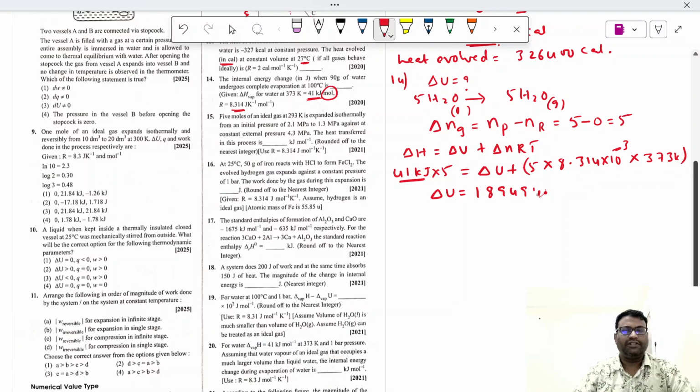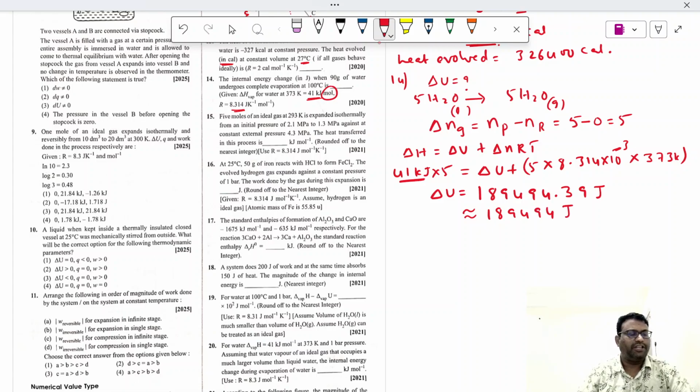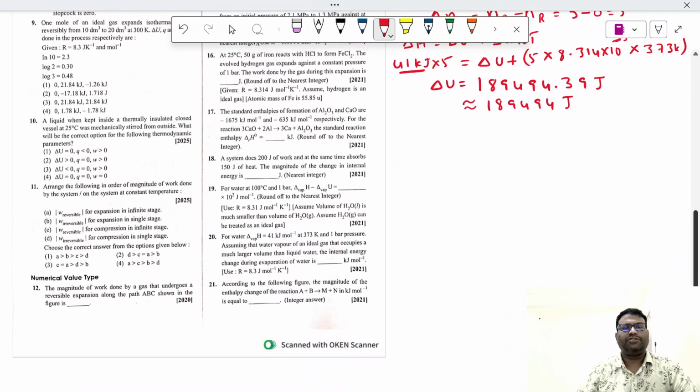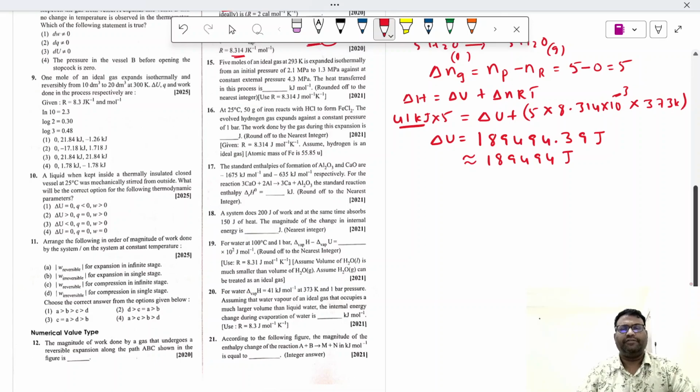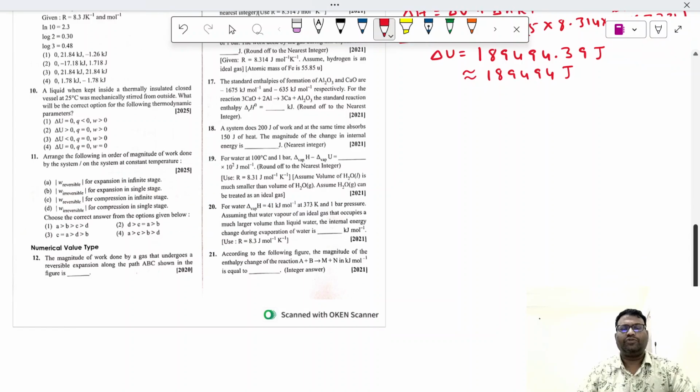189,494 point, right? What answer you are getting? 189,494.39 joule. So this is nearly equal to 189,494 joule. So this will be the answer. Okay. Question number 14. Next, coming to question number 15.